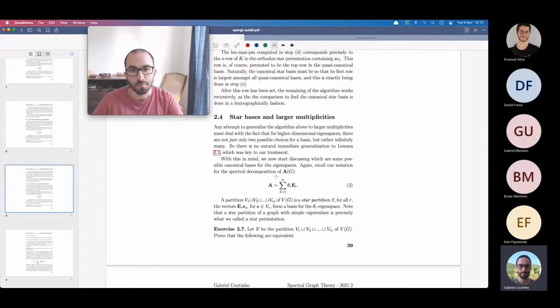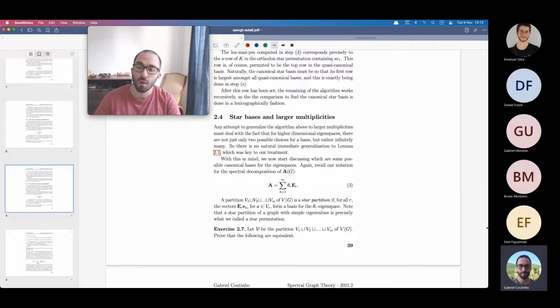So the first problem, or at least the first goal, is to reduce the problem to a finite number of possibilities. Recall before, for each eigenspace, we had two possible generating vectors. Now we have infinitely many possible bases for each eigenspace, but let's try to at least canonically reduce this number of possibilities to a finite number. So this is the first goal, all right?